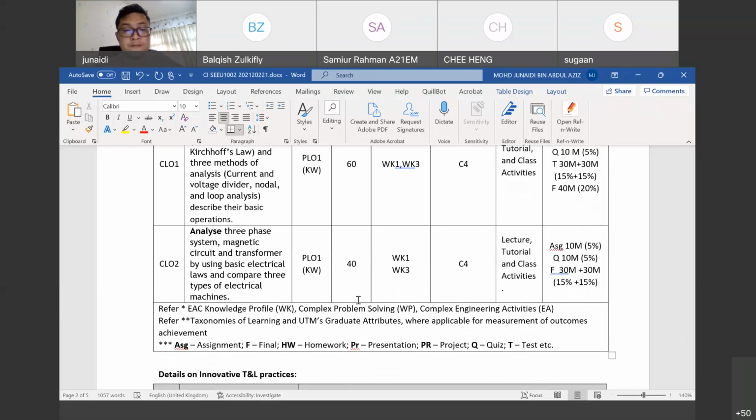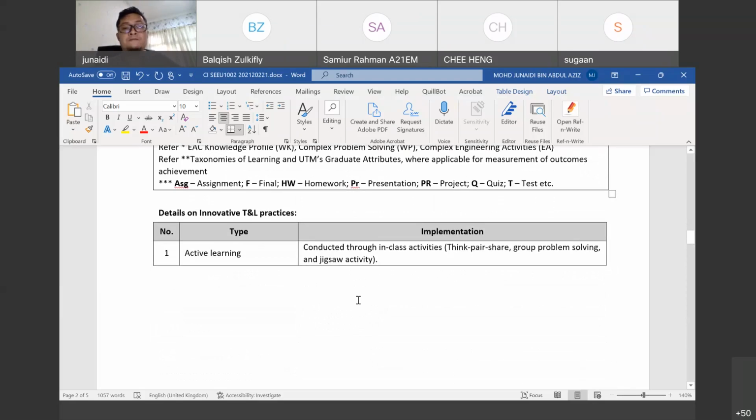No test for CLO2. All right, for active learning, I'm not sure how to do it here because the number of students in this class is quite a lot. How many students? Let me check. 1002.